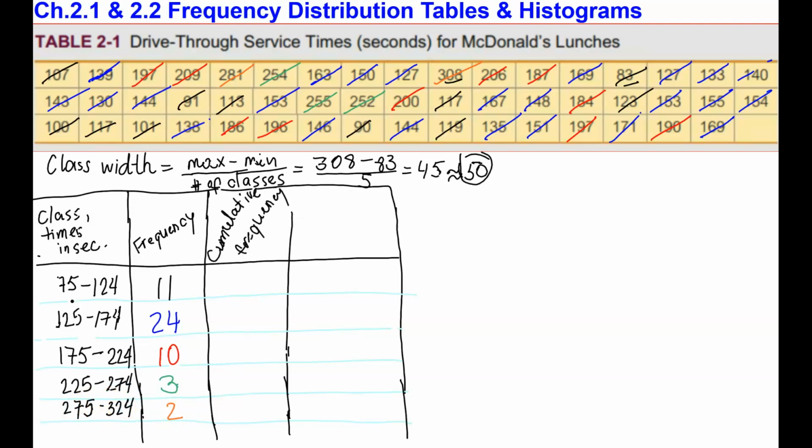Now let's build another variation of frequency distribution, the cumulative frequency, in which the frequency for each class is the sum of the frequencies for that class and all previous classes. The first class will be 11, the next is 11 plus 24, 35. The next is 35 plus 10, 45, plus 3, and finally 48 plus 2. At the end, we should have all data values counted. If we don't have all 50 of them, in this case for example we have 48, that means we missed 2 data values somewhere.